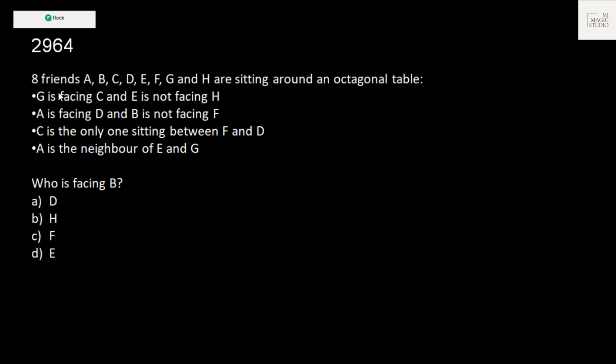8 friends A, B, C, D, E, F, G, H are sitting around an octagonal table. Okay, so maybe 1, 2, 3, 4, 5, 6, 7, 8, octagonal table. G is facing C. Let me mark like this. And E is not facing H. A is facing D. Here we can see something related to G. A is neighbor of E and G. A is facing D.